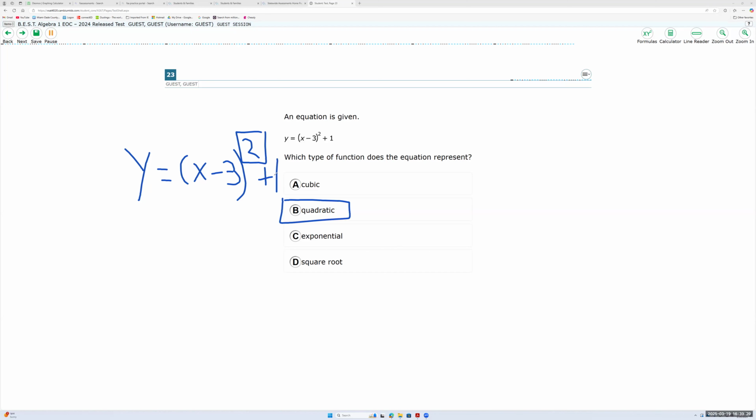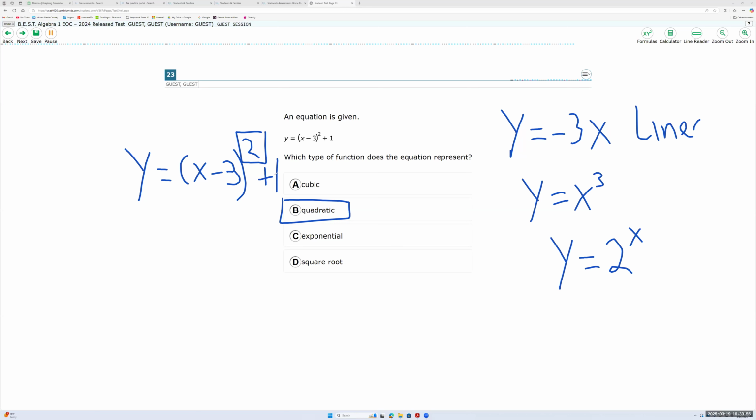And that's it. If it was linear, it would be y equals, say, negative 3x. If it was cubic, it would be y equals x to the third power, which is a cube, because a cube has 3 dimensions. And then what else? Exponential: the x itself is the exponent, so y equals 2 to the power of x. That's exponential. So this is linear. This is cubic. And exponential. So the answer is quadratic because the exponent is 2. Not 1, not x, not 3, but 2 is quadratic.